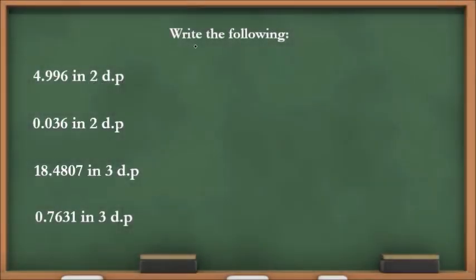Yes, the question says write the following numbers in... We have 2 decimal places here. This number in 2 decimal places, 18.4807 in 3 decimal places, and 0.7631 in 3 decimal places. Okay, now we write the question.